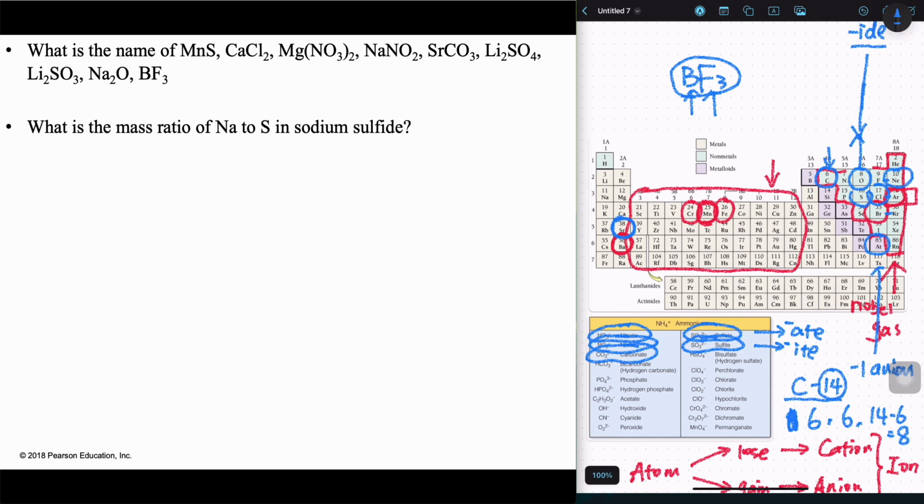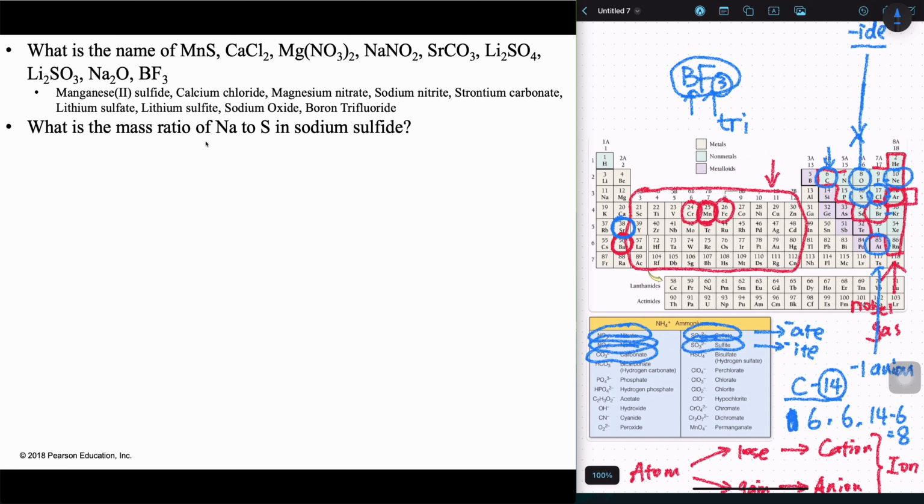For this molecular compound, we need to give it a prefix to specify the number of atoms. So these three are translated into tri. The correct name for this compound will be boron trifluoride. That is about the naming of the different chemical compounds.